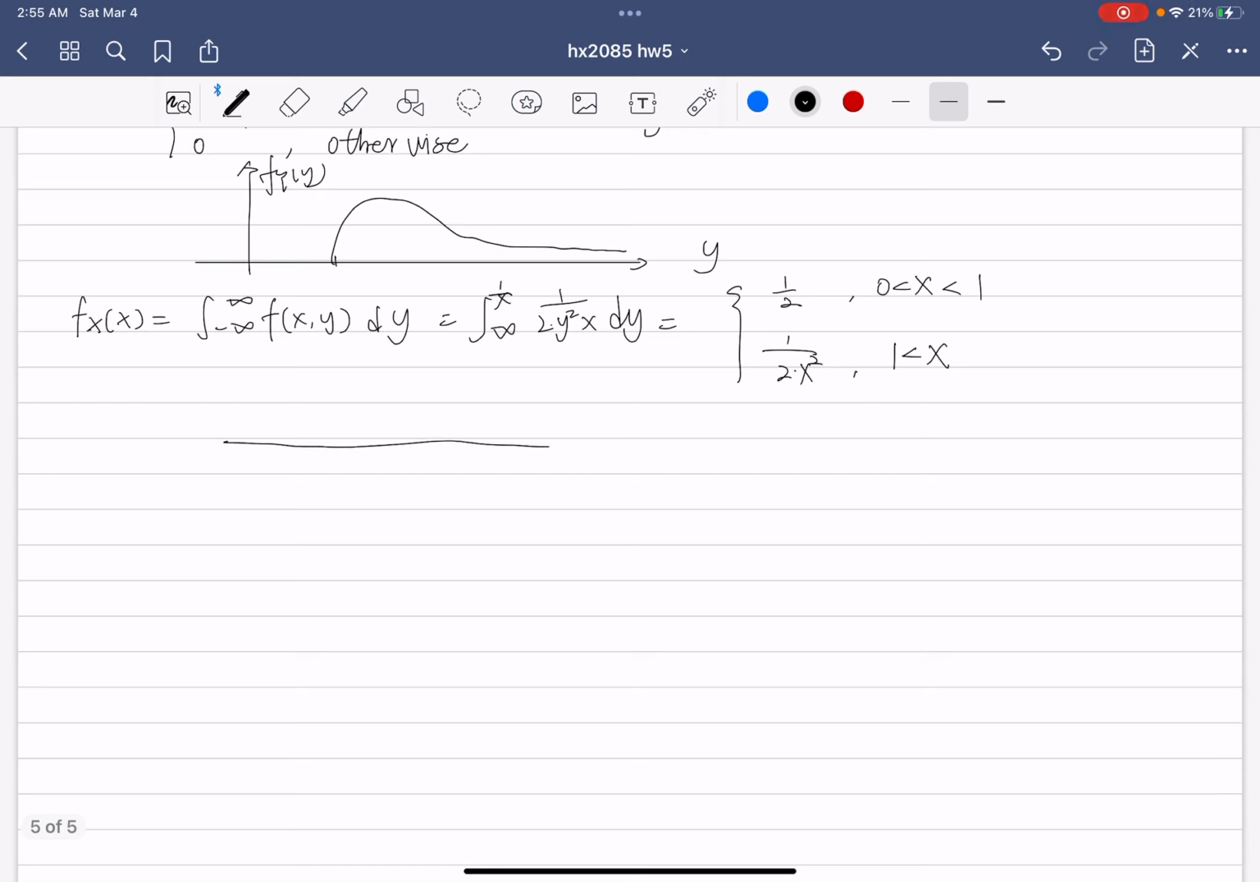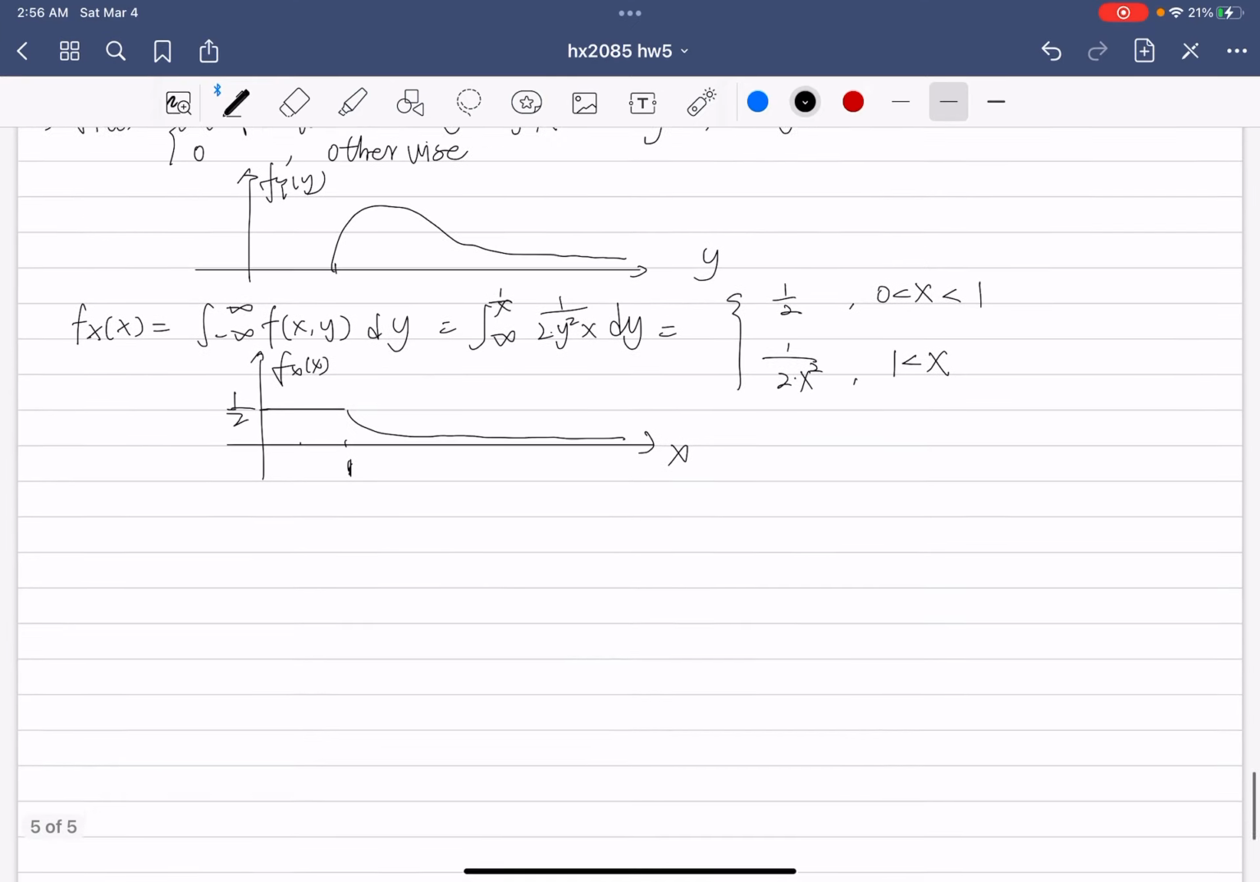So we can draw it now. Here is 1 over 2. Here is x, and it keeps the 1 divided by 2 before 1, and it will be close to 0 when it's going to infinity.